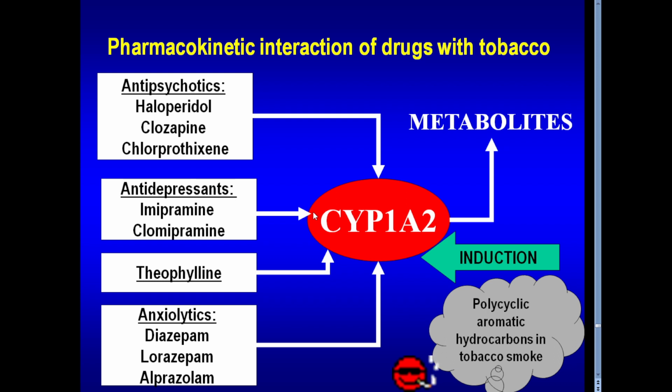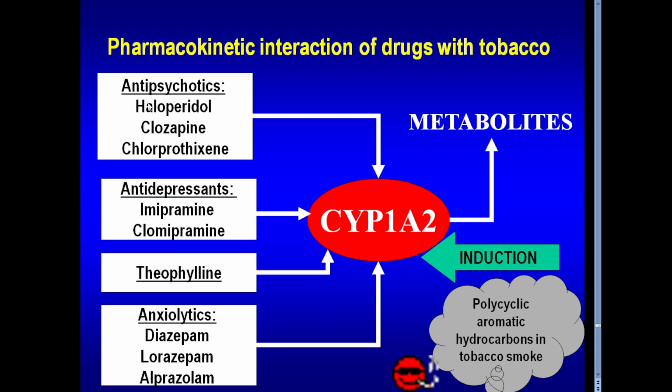Tobacco, interaction of the drugs with tobacco. Tobacco smoke contains polycyclic aromatic hydrocarbons. In smoking, these polycyclic aromatic hydrocarbons enter the organism with inspiration. And they cause induction of CYP1A2. This enzyme participates in metabolism of antipsychotics, haloperidol, clozapine, chlorprothixene, antidepressants, imipramine, clomipramine, theophylline, a bronchodilator, and anxiolytics, diazepam, lorazepam, alprazolam.